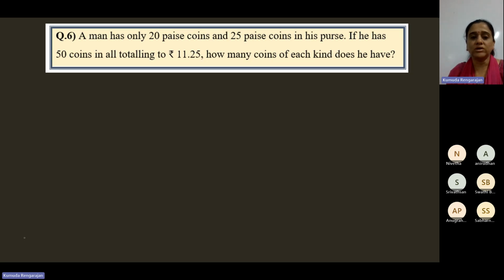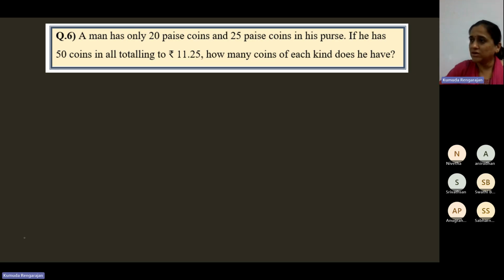A man has only 20 paise coins and 25 paise coins in his purse. If he has 50 coins in all, totaling 11 rupees 25 paise, how many coins of each kind does he have? So he has only 20 paise and 25 paise coins. When you count all the coins, it is equal to 50. Number of coins is equal to 50. But the value of money is 11 rupees 25 paise.